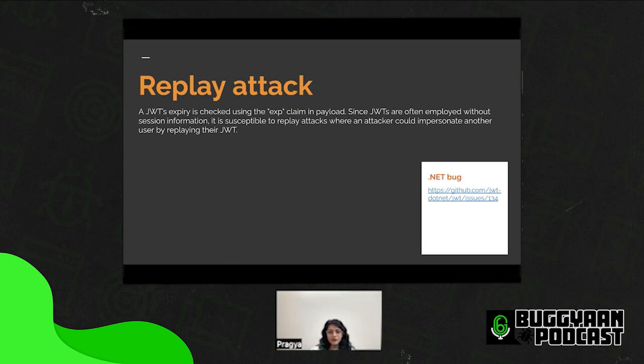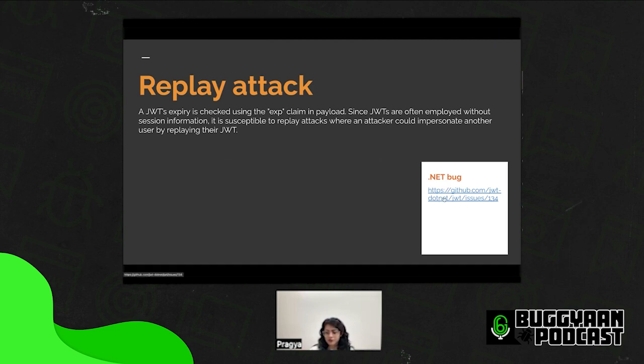The next attack is the replay attack. Replay attack, it's simple. There is an EXP claim in the payload. EXP means expiry, which defines the expiry for the token. So if the EXP claim is set to never expire, or suppose it's set to 10 years or 20 years, it is susceptible to a replay attack.